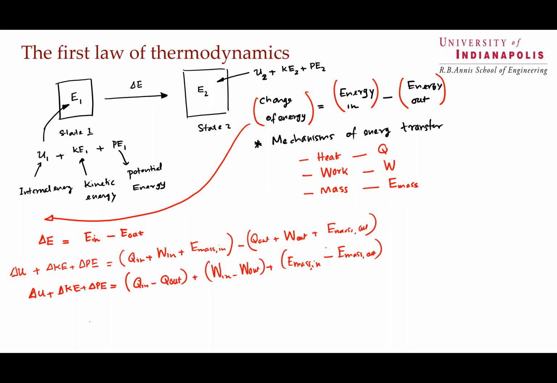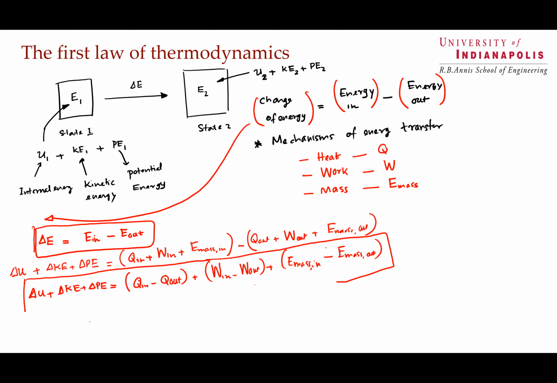So this is the concise version of the first law of thermodynamics mathematically, and this is the elaborated mathematical equation with all the energy transfer mechanisms written in. So now in the next few steps, we're going to look at how we change this equation to different types of systems.